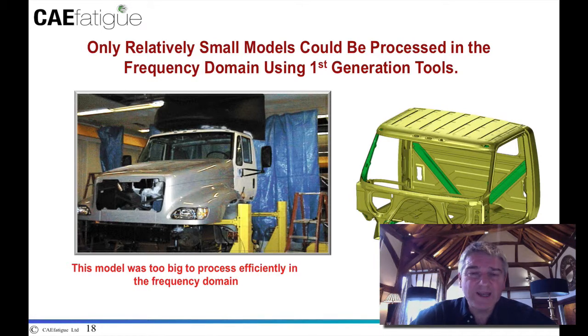So we need some other way to be able to handle models as they get bigger. When they go to 1,000,000 degrees of freedom, 2,000,000, 10,000,000 degrees of freedom, we need a way to be able to handle the transfer function that's generated for those sorts of models.